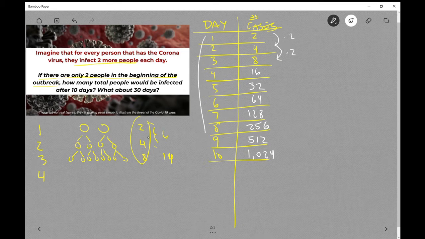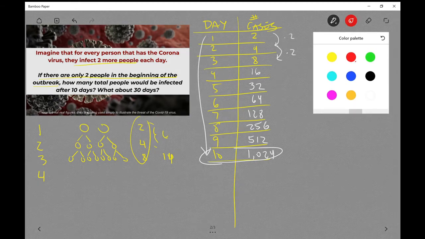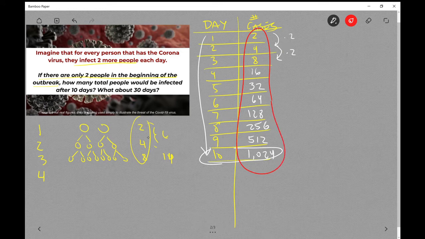Now, this is a really good example. After just 10 days, it went from 2 cases to 1024 cases just on this one day, which means how many total people would be infected after 10 days? So the total would mean we have to add up all of these numbers right here. That would give us the answer. If you got the 1024, that's an awesome job. But in order to actually get the answer correct, to find the total, you have to add up all of the cases, not just the cases for day 10. You've got to add up the 512 and each of these as well.